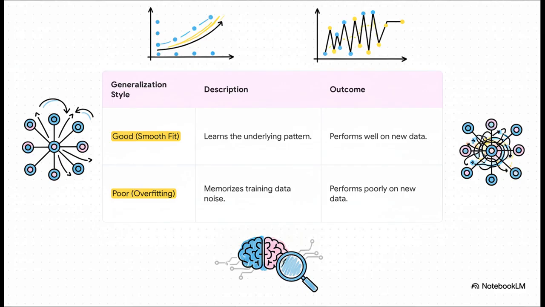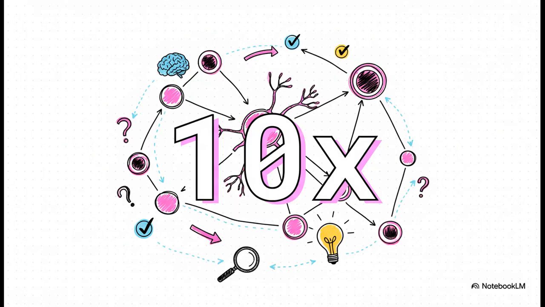But poor generalization, what we call overfitting, is when the network just memorizes every single quirk, every bit of noise in the training data. It's just like that student who memorized the practice test. They do perfectly on what they've already seen, but they completely fail on anything new. So how do you force a network to generalize well? Well, one of the biggest keys is data. Lots and lots of it.